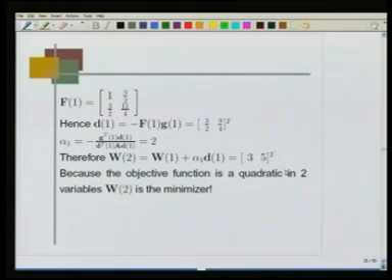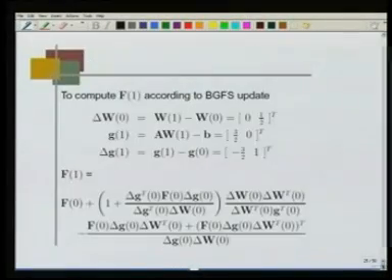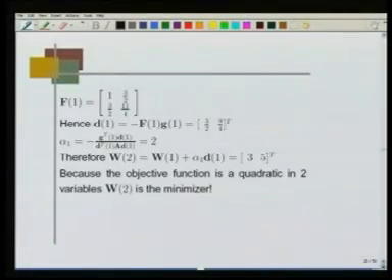Because the objective function is a quadratic in 2 variables, in 2 steps I can find out the weight vector. So the weight values 3 and 5, W1 is 3, W2 is 5, this weight vector minimizes the cost function that we started with. So in 2 steps you can solve this problem, and you get the right minimum, but it is a linear quadratic function. Any linear quadratic function, of any order, we can easily solve using this method.